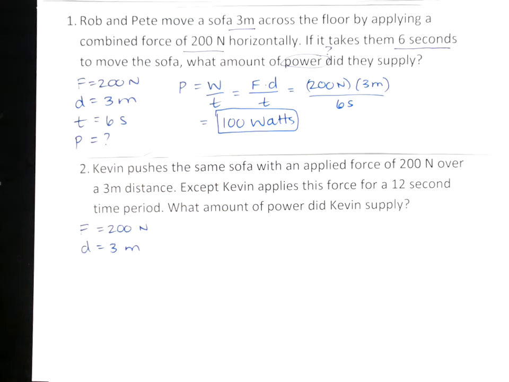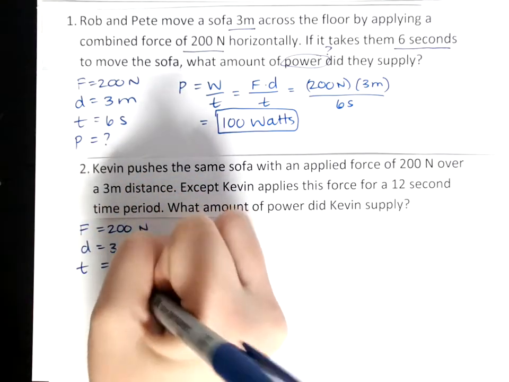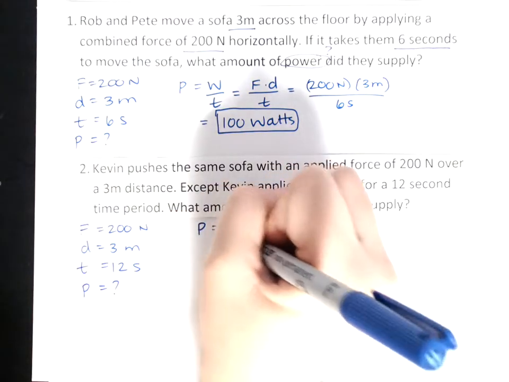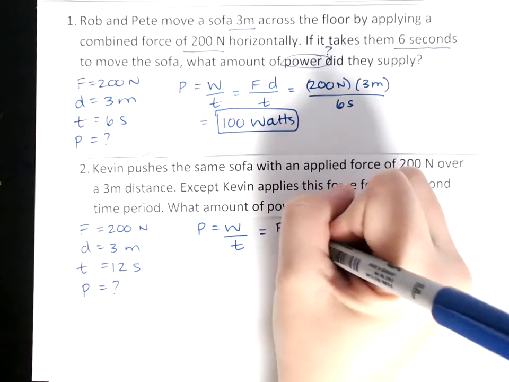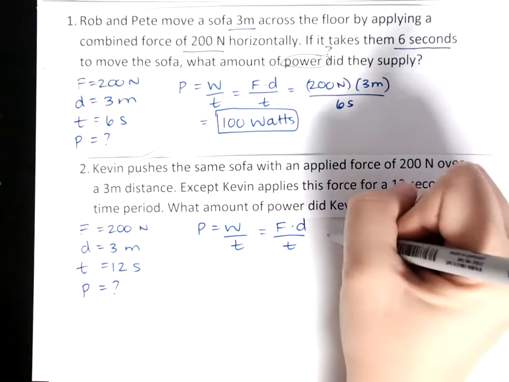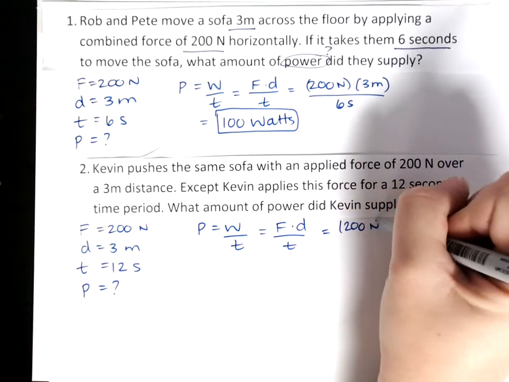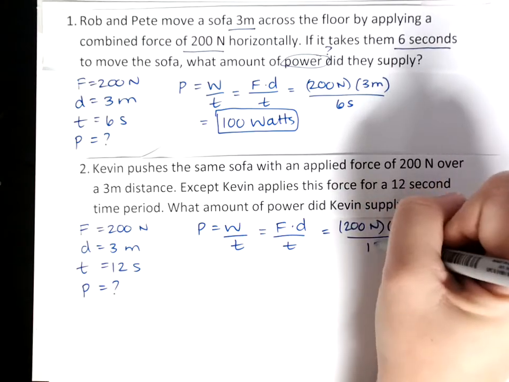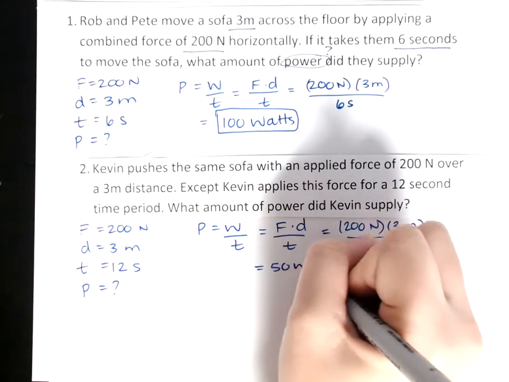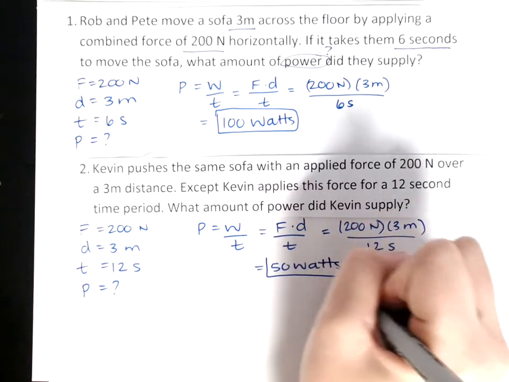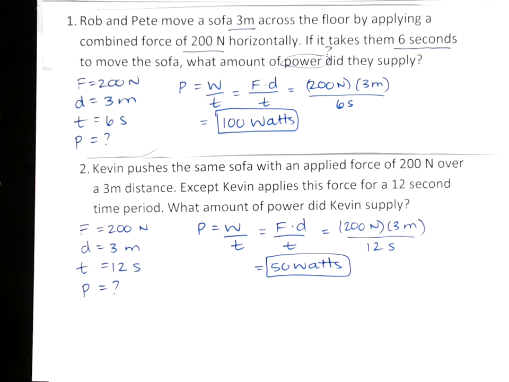Same force, same distance, now we have a different time. So our same equation, power is equivalent to work over time. We know that work is equal to force times distance, over time. When you multiply and divide by that 12, you should get 50 watts. So you notice that it's a longer time period, so it's going to be a different power output. Same amount of work. Just like I said earlier, it is possible to do the same amount of work, although have different power outputs if the time was different.